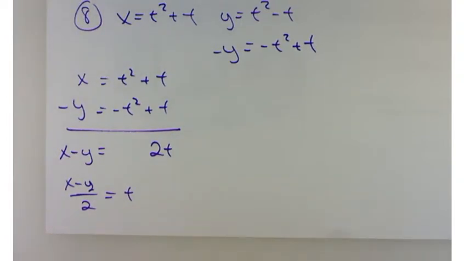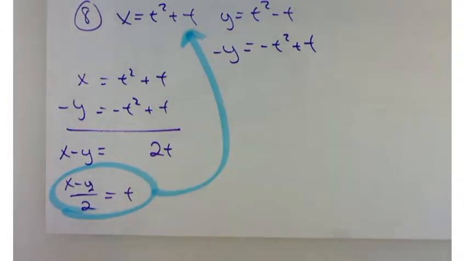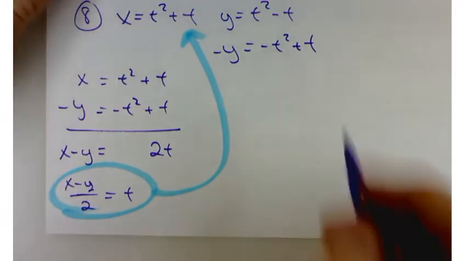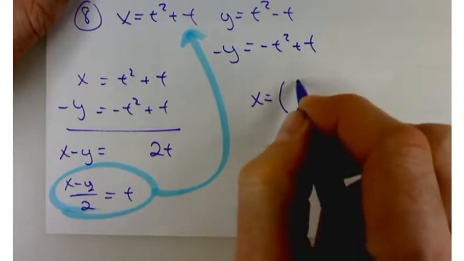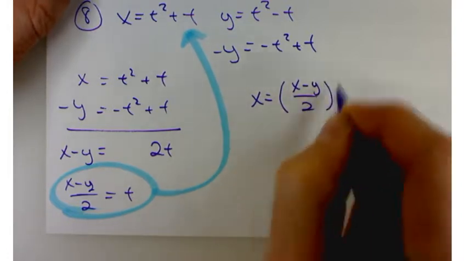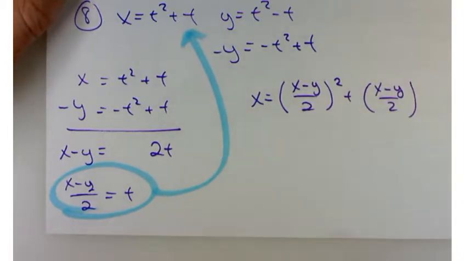Now that doesn't quite get rid of it. It just solves for it. But to get rid of it, I need to plug that expression back in one of these equations. And I can plug it into either one. I'll get an equivalent expression. If I plug it in here for the equation with x, I get x equals x minus y over 2 squared plus x minus y over 2. I don't think you're really going to be able to make that expression a whole lot prettier. It's just going to be kind of an ugly expression no matter what you're stuck with.